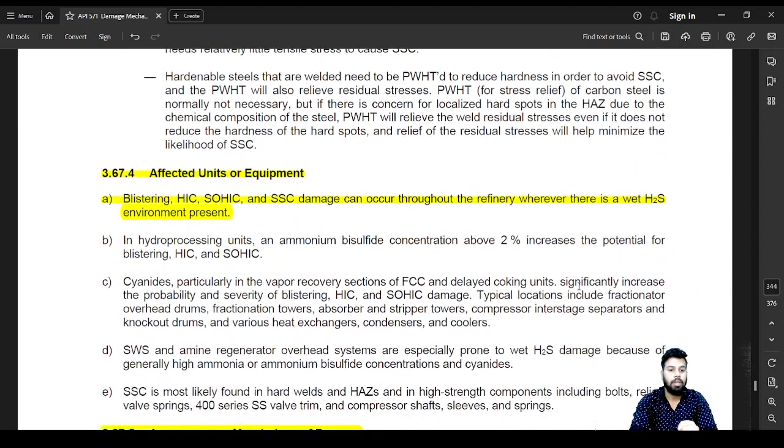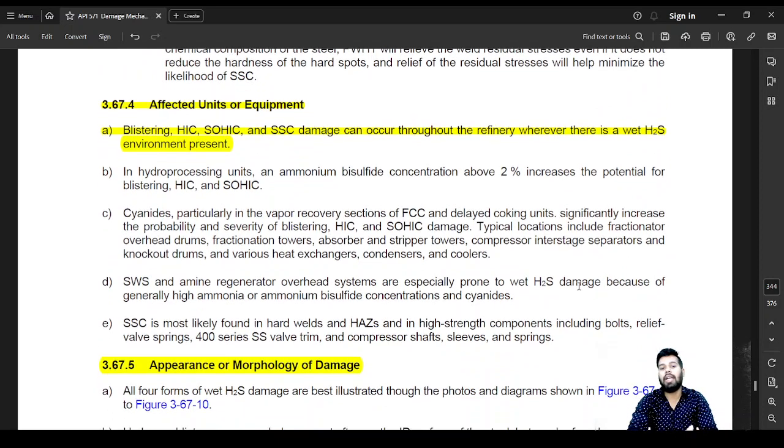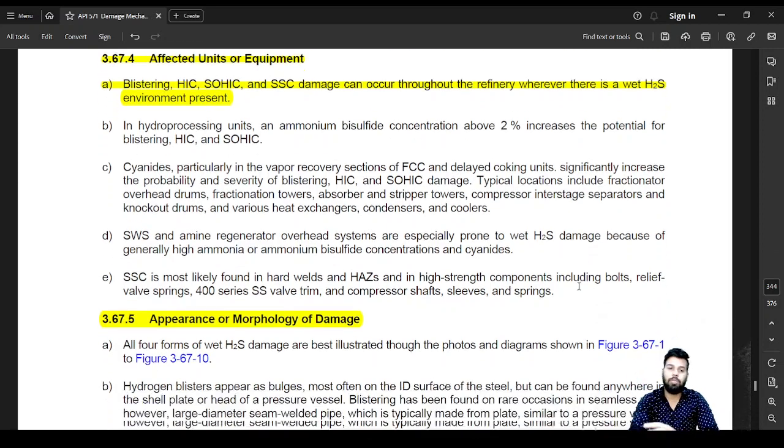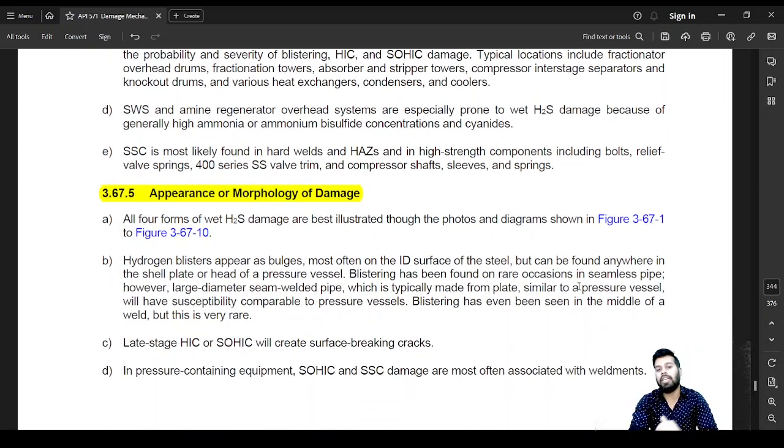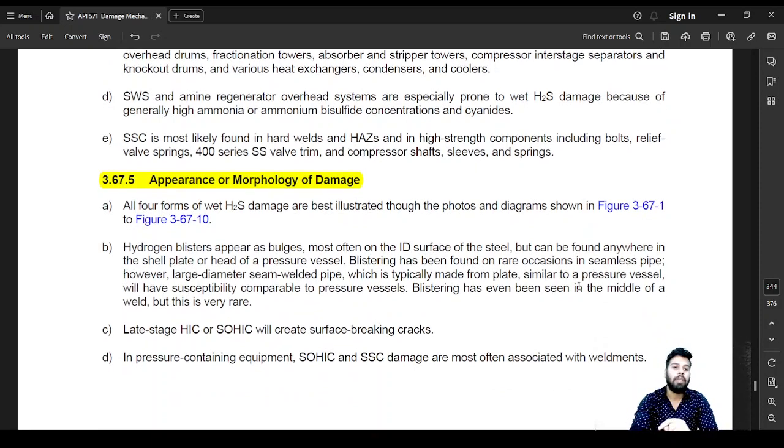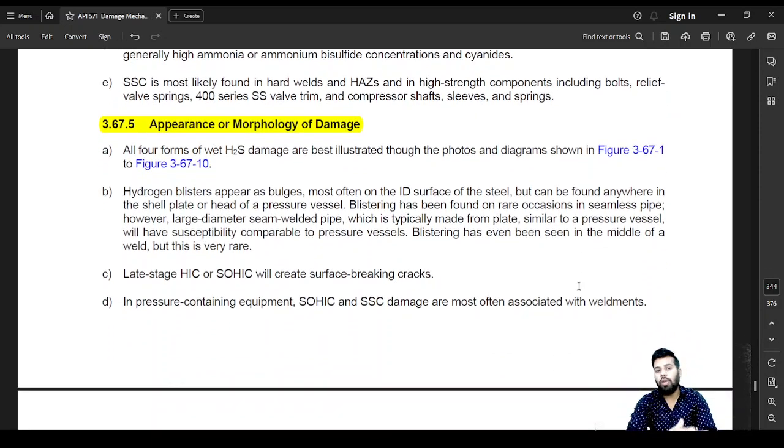damage. Affected equipment: blistering, hydrogen induced cracking, stress oriented hydrogen induced cracking and stress corrosion cracking damage can occur throughout the refinery wherever there is a wet H2S environment present. So almost everywhere it can happen, but generally more so in pressure vessels. Appearance: all four forms of wet H2S damage are best illustrated through the photos below. So we'll talk about these photos.